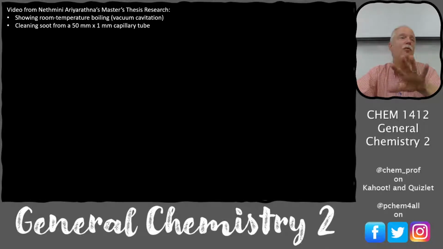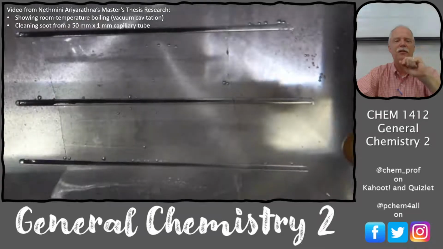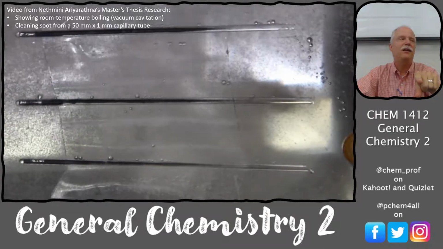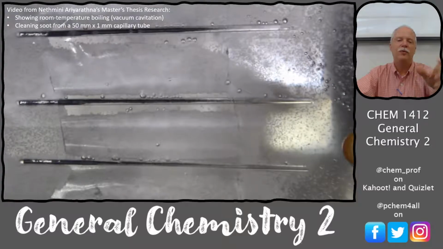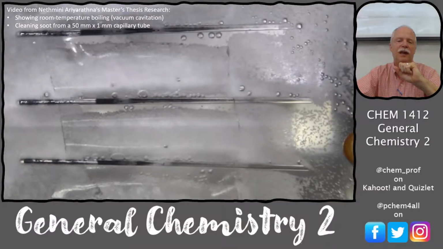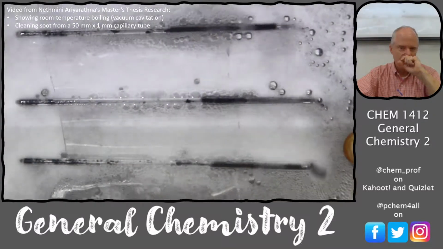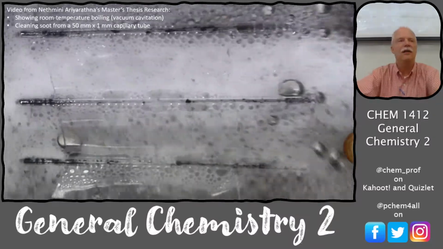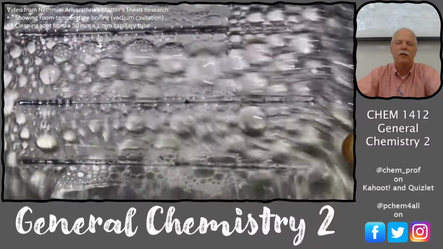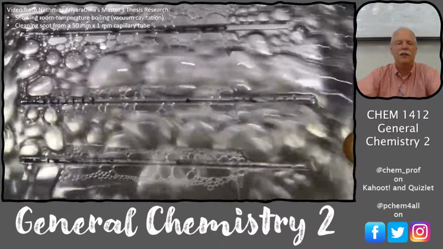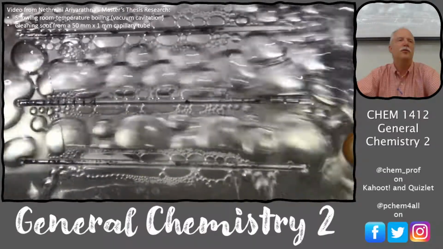Now that's not the normal boiling. Normal boiling point would be at 1 atmosphere. What temperature at 1 atmosphere? But this is room temperature boiling. And so we put soot in a capillary tube, which would be a really tough thing to clean out. And so we pull a vacuum on it and you can see the cavities start to grow and it pushes all of that soot out. So that's the cleaning part. I'm not teaching you guys cleaning, but I am showing you room temperature boiling.